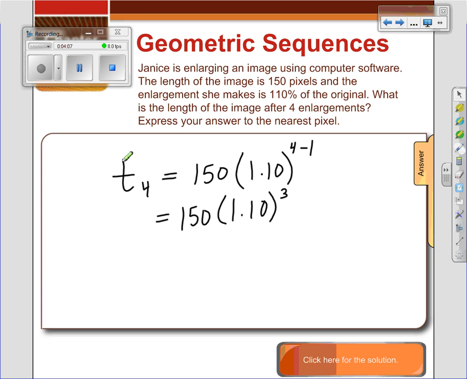This is a calculator question, so I would get out a calculator here. If it will let me, it's not showing up, so I will just grab my calculator and figure that out. 150 times 1.10 to the power 3. And I got 199.65. And because this is a word problem, remember to include a unit. That's it.